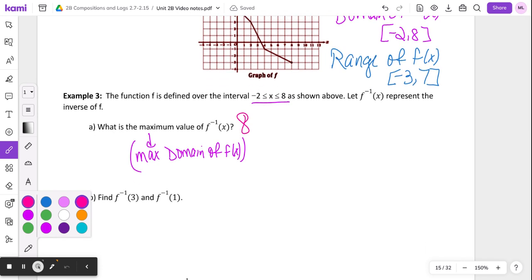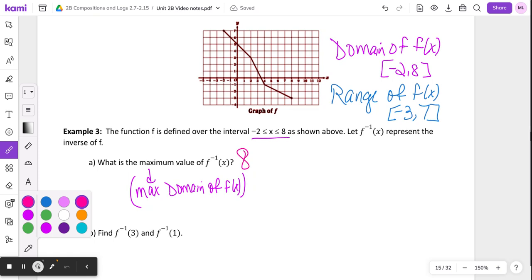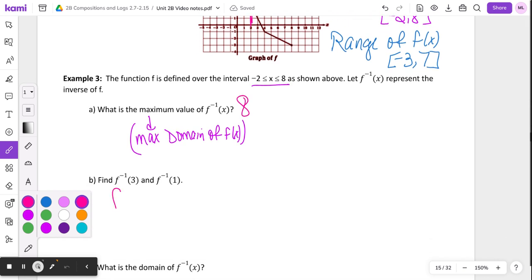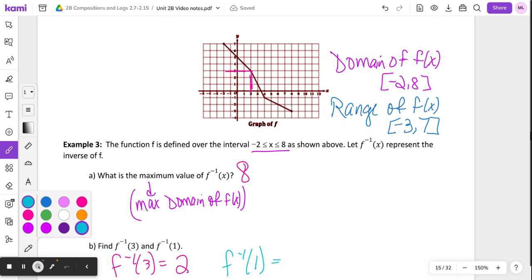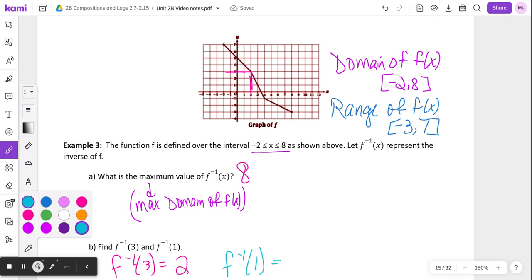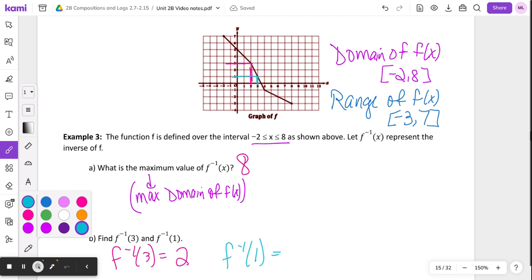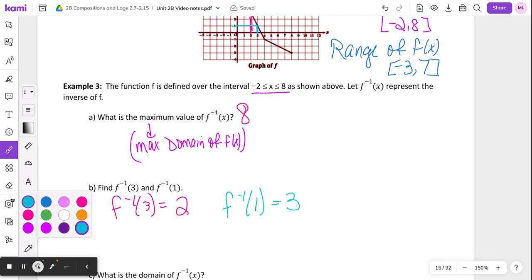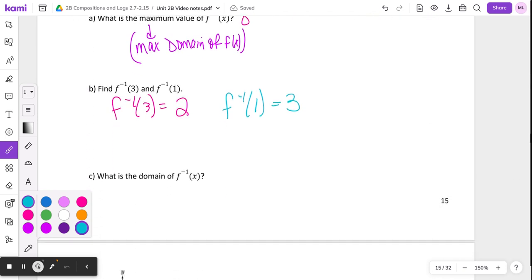Find f inverse of 3. So that would mean it's the output on what's being shown here. So where is our output 3? That's where we have an input of 2. Similarly, f inverse of 1, that means we're not putting in 1, we should be getting out 1. And the input would have been 3, so that means the output on the inverse would be 3.